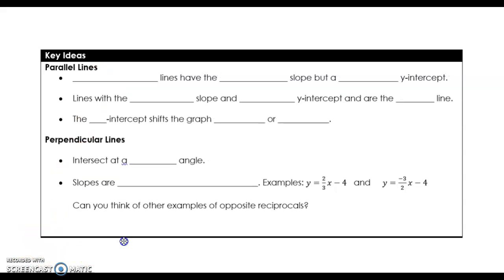Okay, so to sum that up, parallel lines have the same slope, but a different y-intercept. Lines with the same slope and the same y-intercept are going to be the exact same line. And remember that the y-intercept shifts the graph up or down.